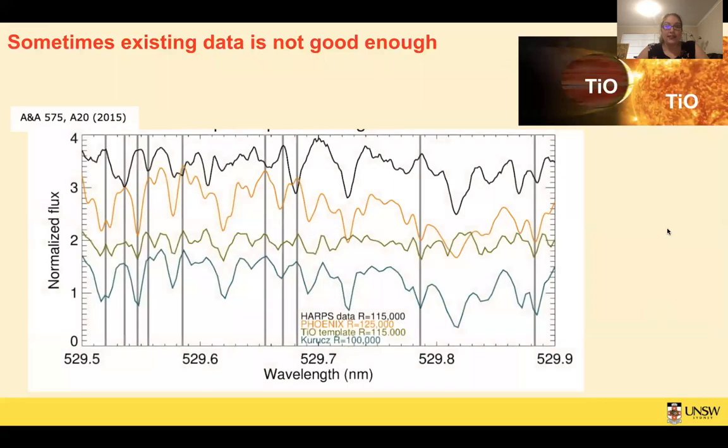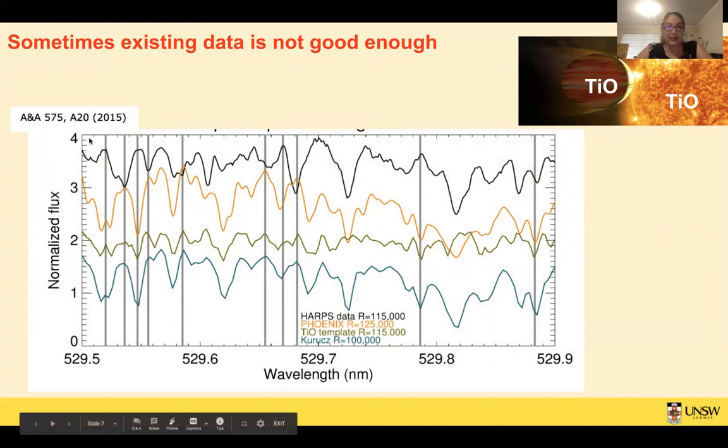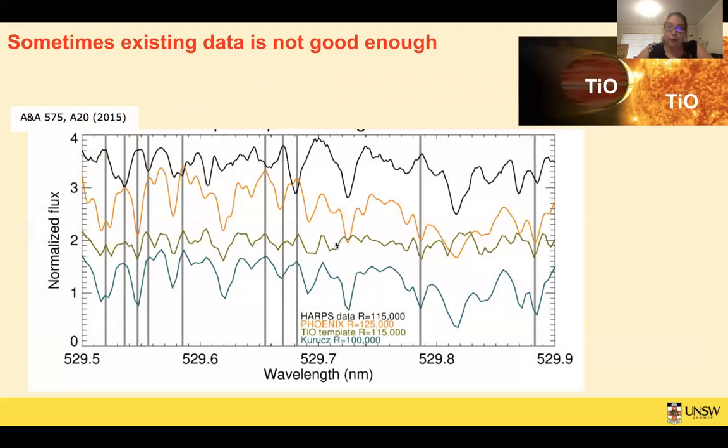Okay, so sometimes the existing data isn't good enough. So this was the case in 2015. I'll talk you through this figure. X-axis is wavelength, y-axis is normalized flux. The black line is an M dwarf, and we know that M dwarf definitely has titanium oxide because that's what characterizes what an M dwarf is. Now this orange and green and blue are different models of titanium oxide. And what they wanted to do is that cross correlation, that matching.